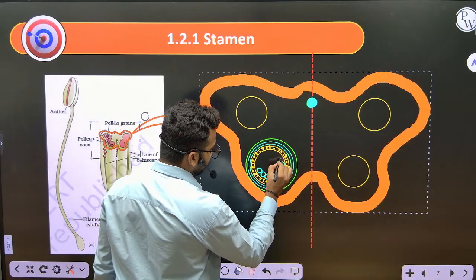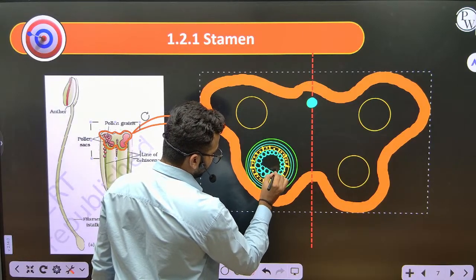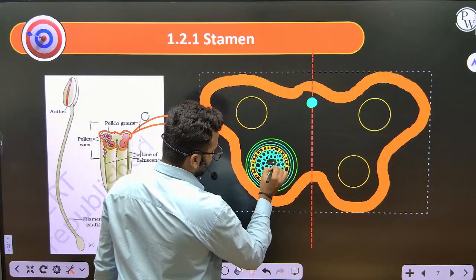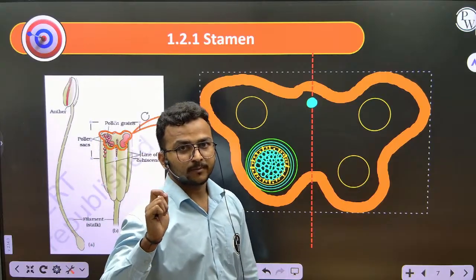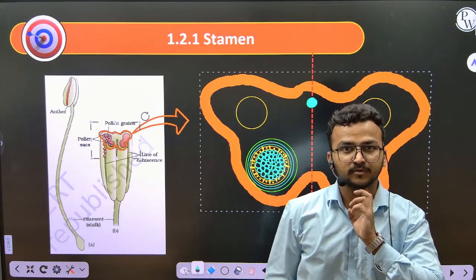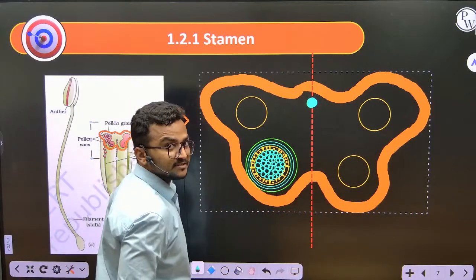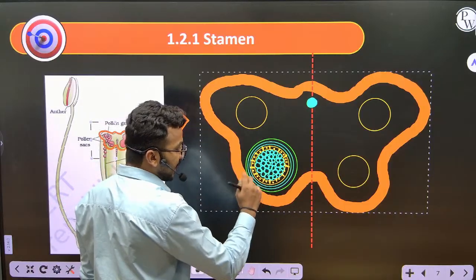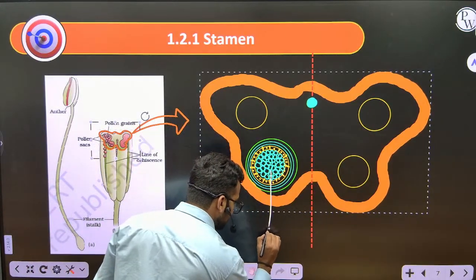Initially it will have only sporogenous cells. Sporogenous means what? The cells have diploid content of chromosomes. For example, a cell in my body has 46 chromosomes, that is 23 pairs. So these are sporogenous cells, not gamete cells, and the cells together I call sporogenous tissue.